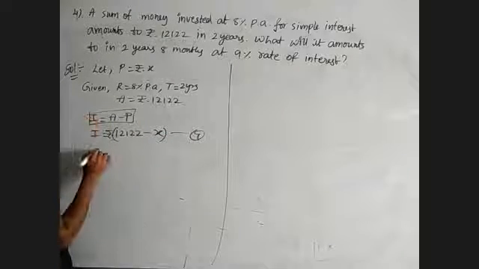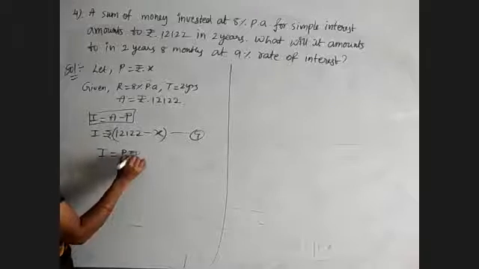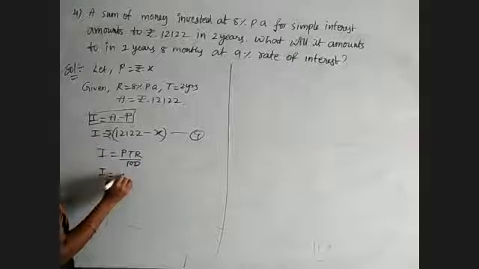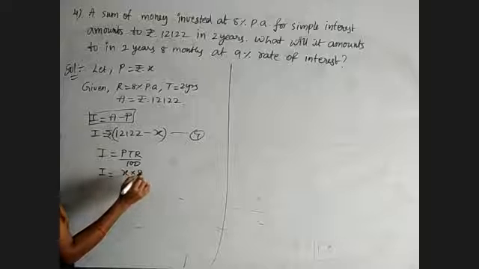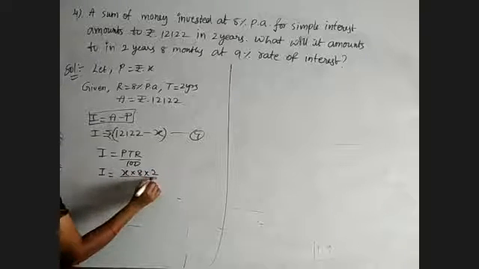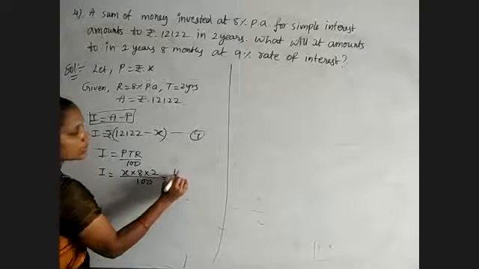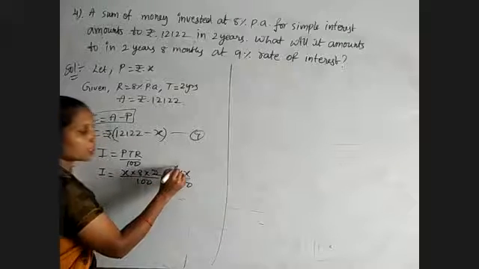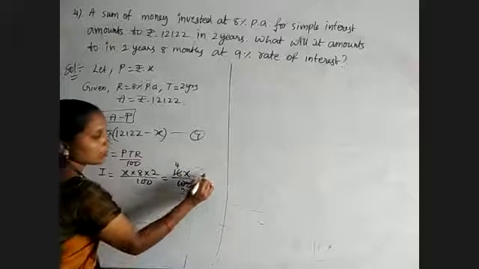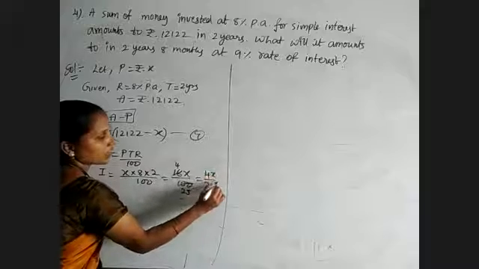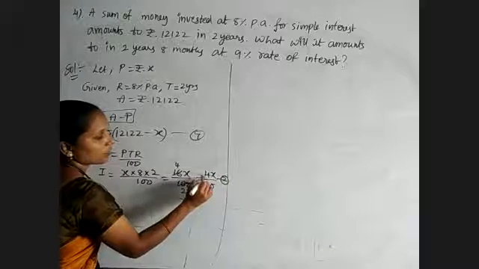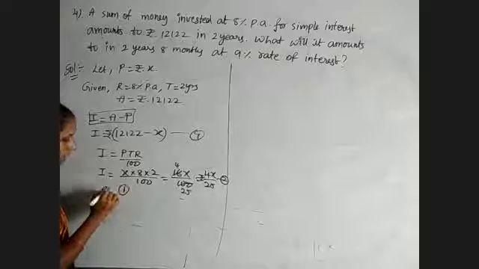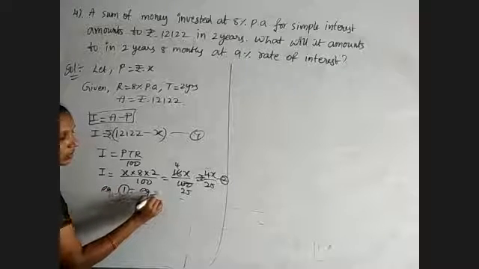And we have I equal to PTR by 100 also. So from this we will get I is equal to x into 8 into 2 divided by 100, which is equal to 16x by 100. That is nothing but, just now we got, 4 4s are 16, 4 25s are 100. So 4x by 25. Let it be equation 2. 4x by 25 rupees. So from equation 1 and 2, equation 1 is equal to equation 2.